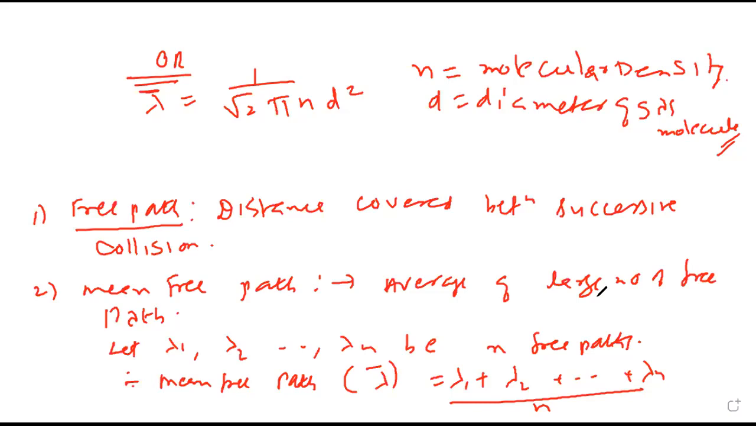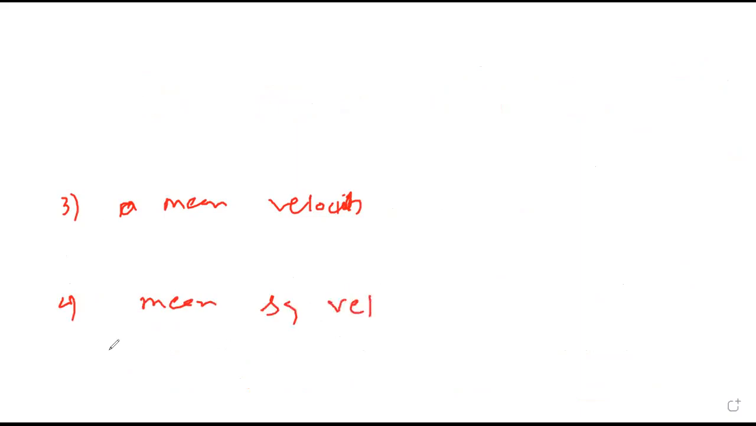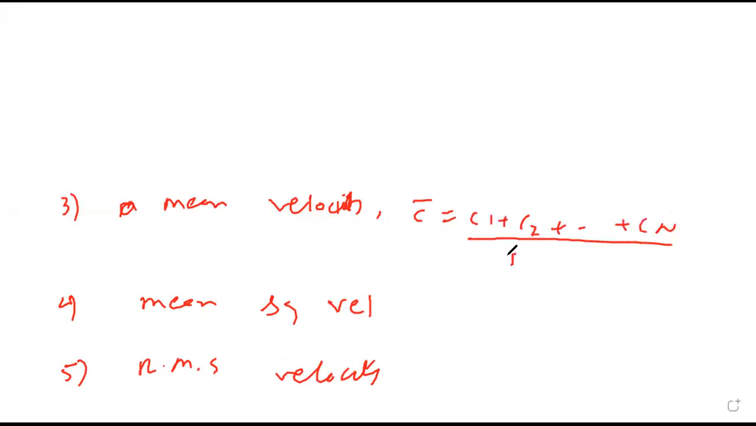Done, sir. Mean velocity, then mean square velocity, then RMS velocity. The mean velocity is given by c bar equals c1 plus c2 up to cn divided by n, where c1, c2, c3 are velocities of n gas molecules.